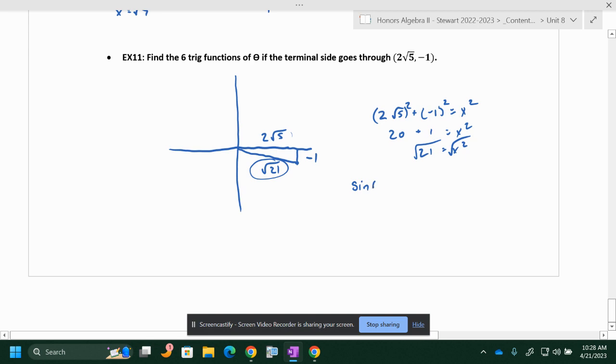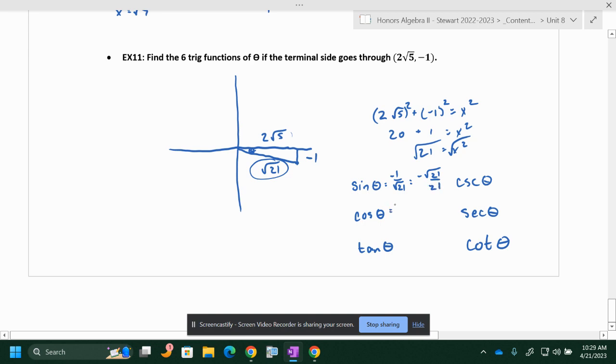So sine, cosine, tangent, cosecant, secant, and cotangent. Remember, it's always the reference angle there. It's where the angle is going to be. So first off, I've got my sine, so -1 over the square root of 21, which is going to be negative square root 21 over 21.